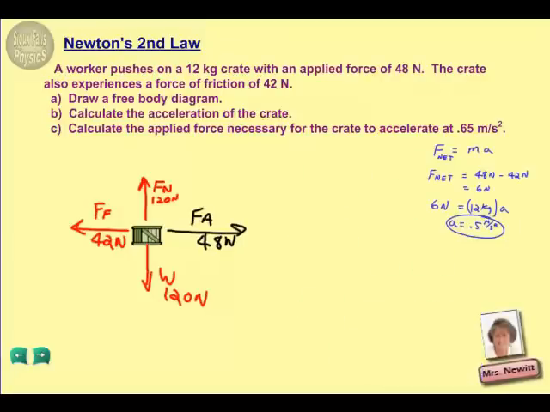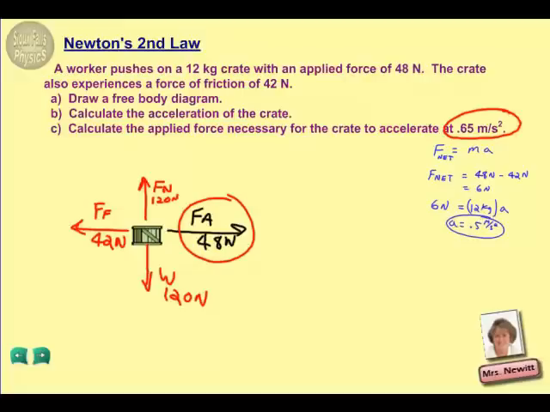Okay, let's continue on then with part C of this problem. Calculate the applied force necessary for the crate to accelerate at 0.65 meters per second squared. Now in part B, we just found that its current acceleration is 0.5 meters per second squared. This time we want a greater acceleration. So that tells us then that this applied force of 48 newtons is going to need to increase.